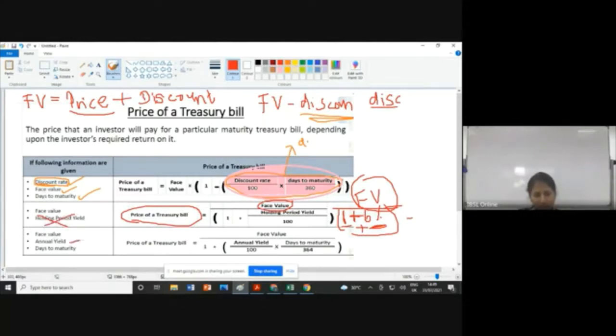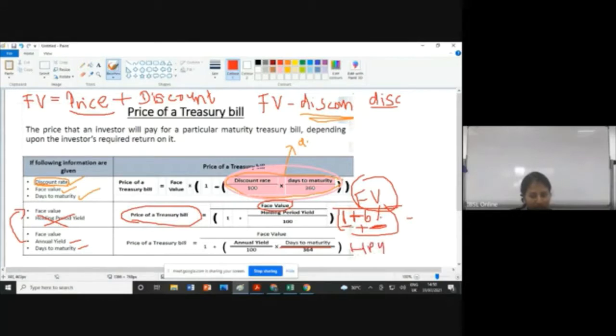You only have annual yield and days to maturity. Again, it's going to be very similar to the second one. Why? We know annual yield is just the annualized version of a holding period yield. So first you de-annualize it. You have annual yield, you reverse it. Similar to this one, you now multiply it by days to maturity, divide it by 364. Why? It's a treasury bill and I'm talking about annual yield. So 364. That's going to now get me holding period yield.